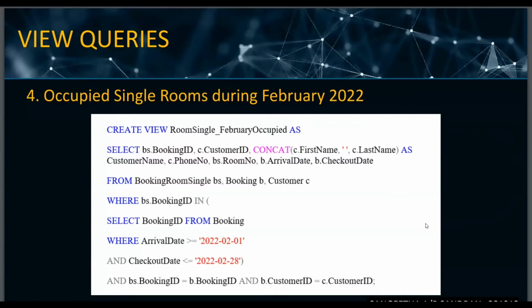So again, in this query, we also involve 3 tables, which are booking room single table, booking table, and customer table. And we list out all the necessary details as well. And then we select the specified arrival date and checkout date, which is from 1st February 2022 till 28th February 2022. And then we compare the booking ID between booking room single table and booking table, and customer ID between both booking and customer table, and we listed them in output.